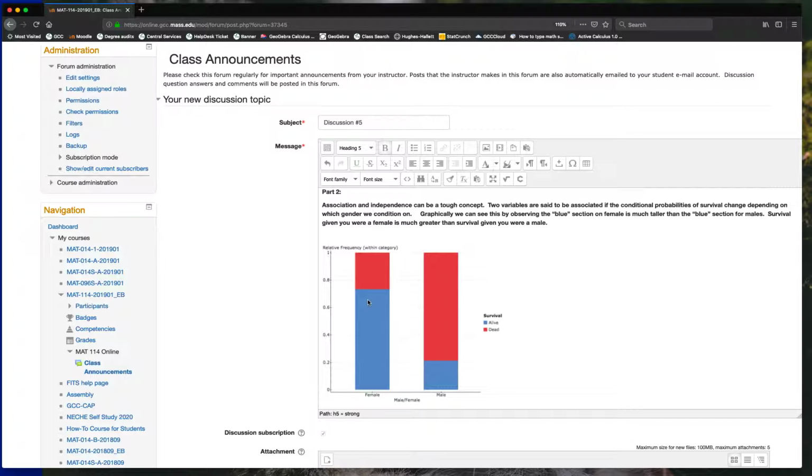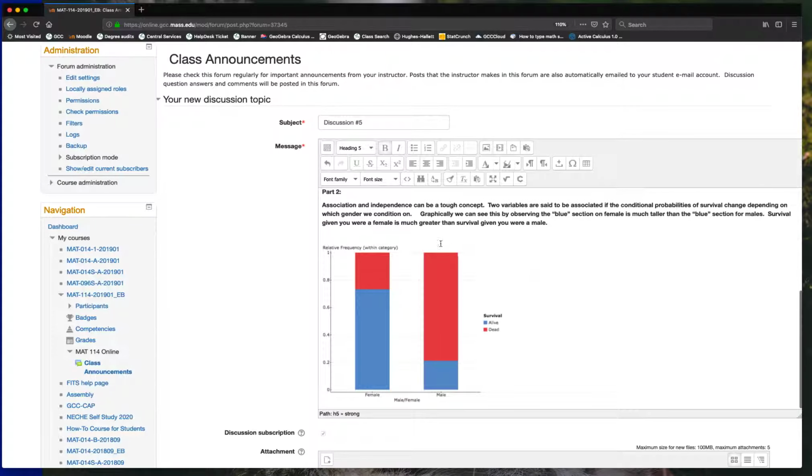And therefore, knowing whether you're talking about a female or a male, you wouldn't have any difference in probability of survival. But the fact that our graphs are so different tells us that they're associated. In other words, there's a much greater chance of survival given that you're looking at a female than a male.